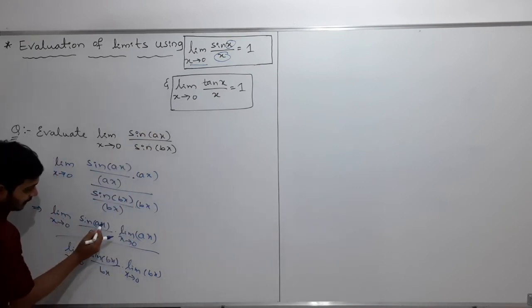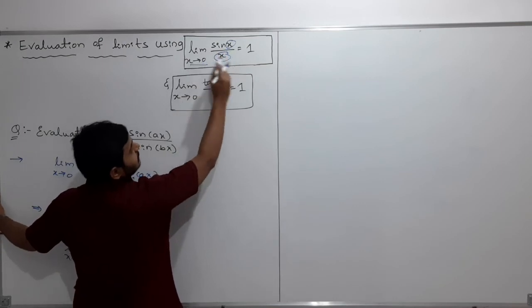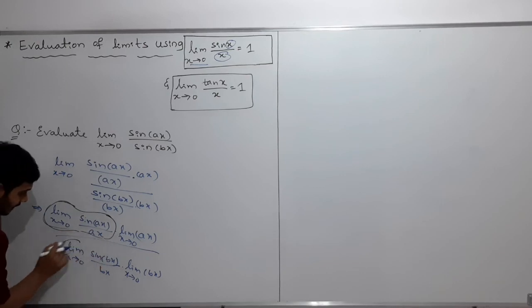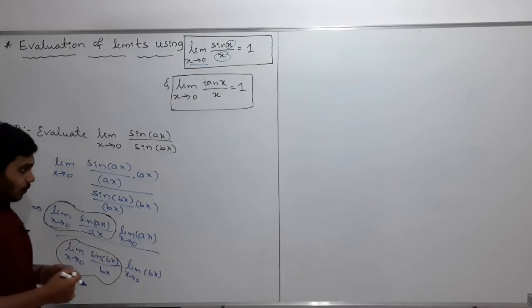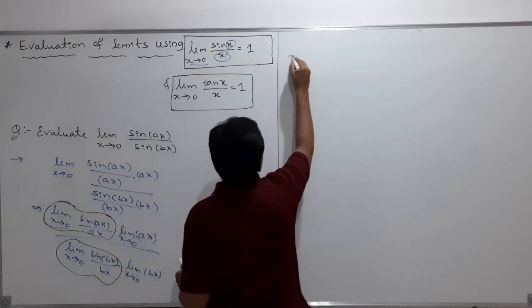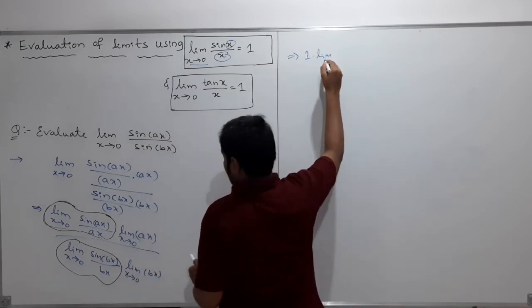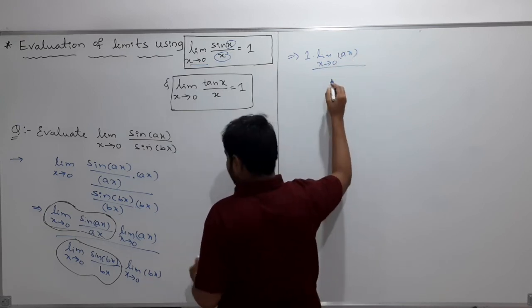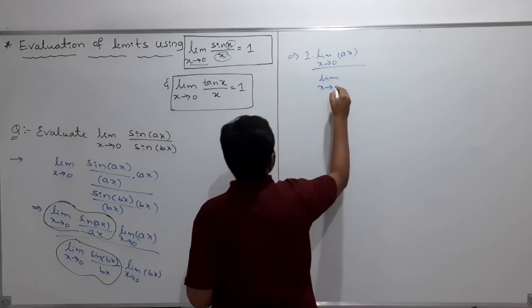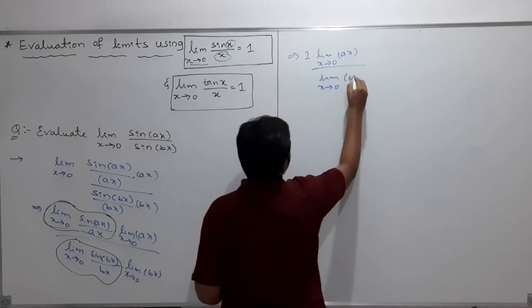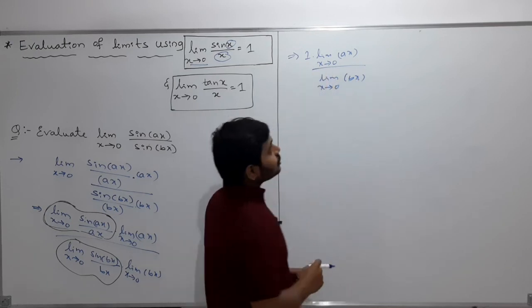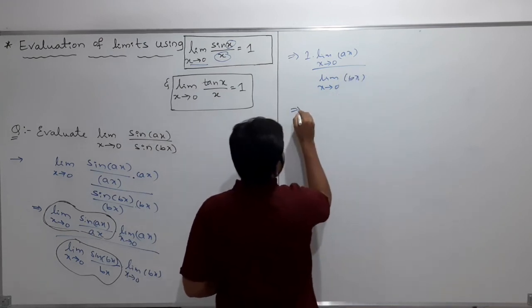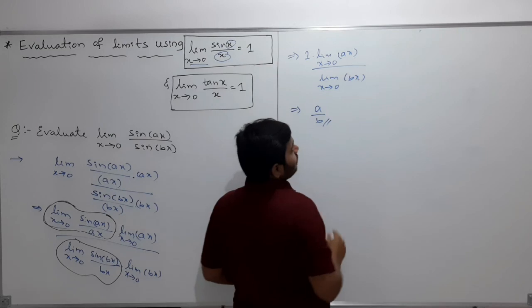So the limit of sine of ax divided by ax, it means sin x by x tends to, that value is 1. Therefore I can write this value as 1, and this value also I can write as 1, my dear students. Clear? So that is equal to 1 into the limit as x tends to 0 of ax, divided by the limit as x tends to 0 of bx. And please remember, here x is there, here also x is there. So x cancels and we will get only a by b.